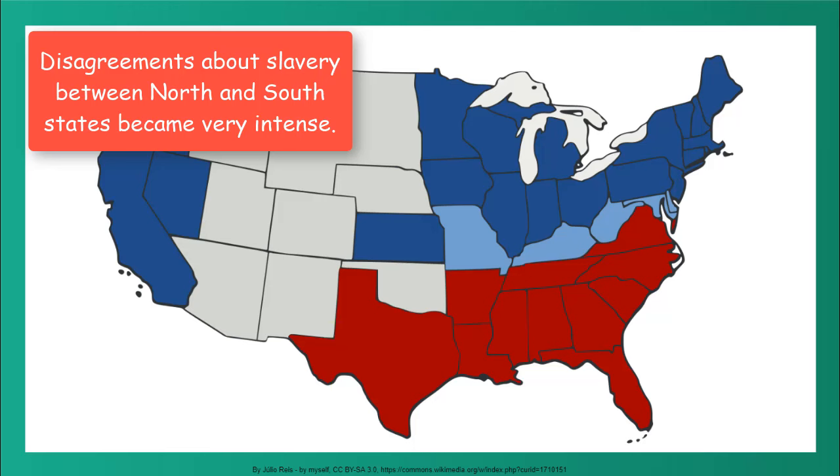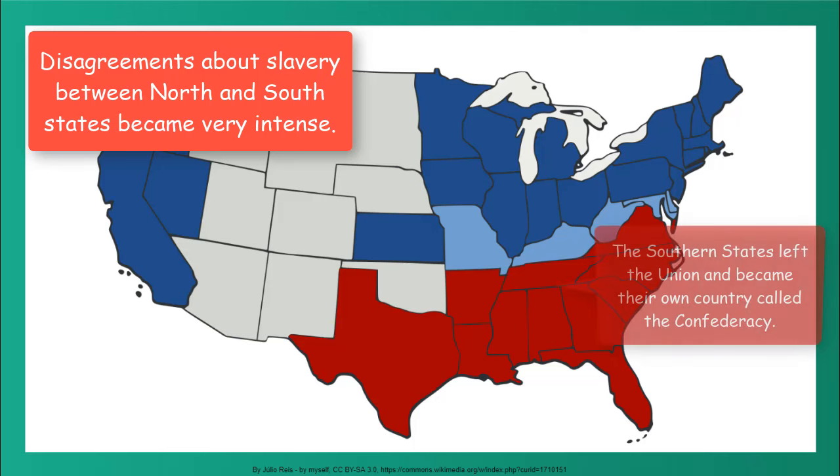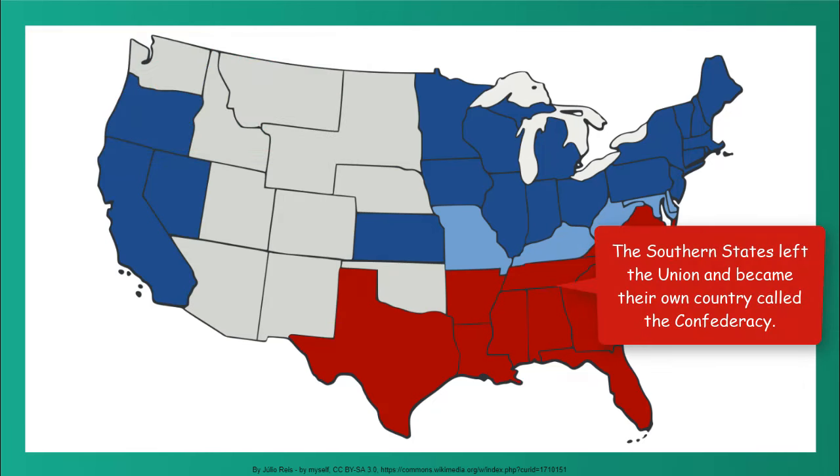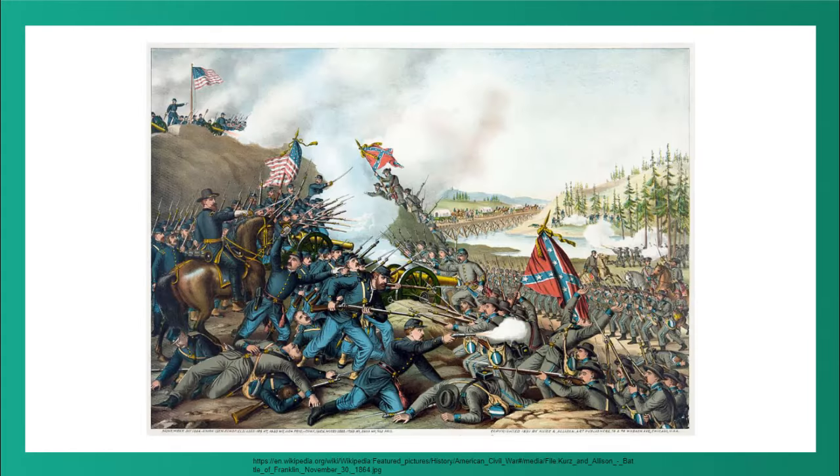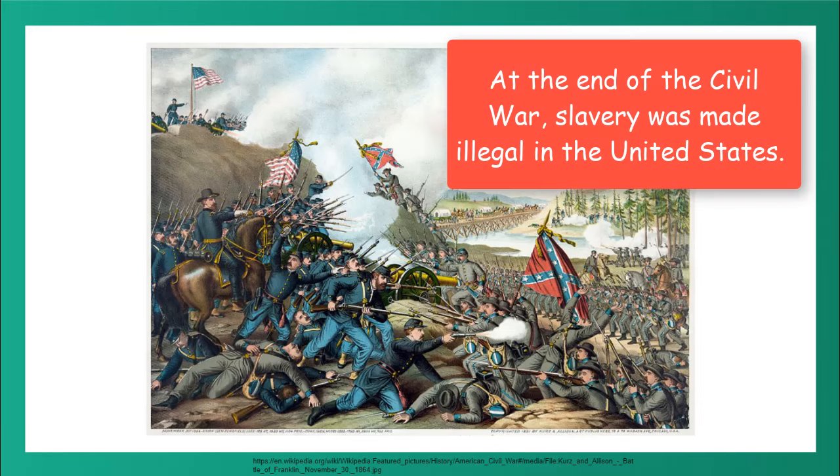Eventually, the disagreements about slavery between the northern and southern states got so intense that the southern states seceded from the Union. That means they decided to leave the United States and become their own country. They called it the Confederacy. And this was done so that they could keep their slaves. This led to the Civil War. Eventually, the slave states surrendered in the Civil War and decided to remain in the United States. At the end of the Civil War, slavery was made illegal in the United States.